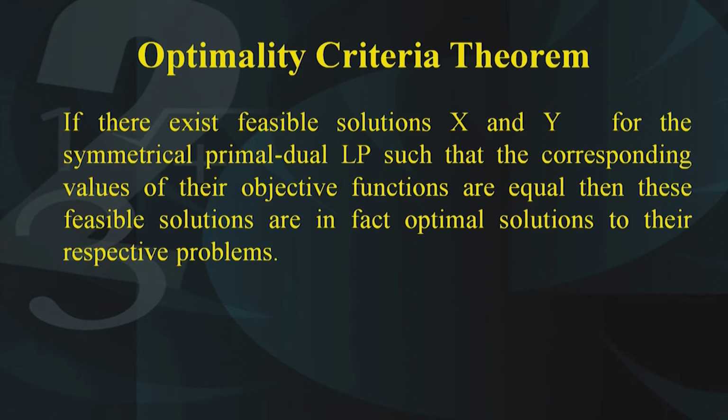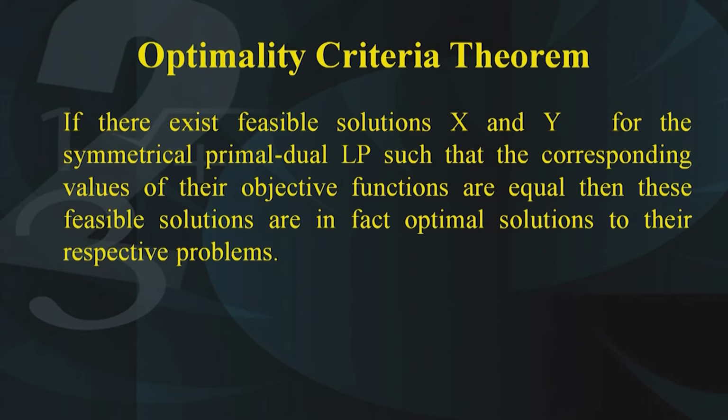So, first of all, let us look at the statement of the optimality criteria theorem. The theorem says the following: if there exist feasible solutions x and y for the symmetric primal dual LP such that the corresponding values of their objective functions are equal, then these feasible solutions are in fact the optimal solutions of their respective problems. So, what does this theorem say?